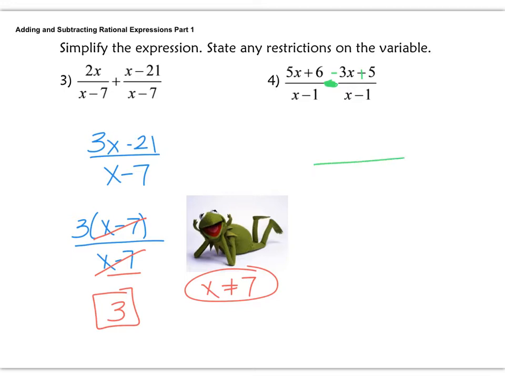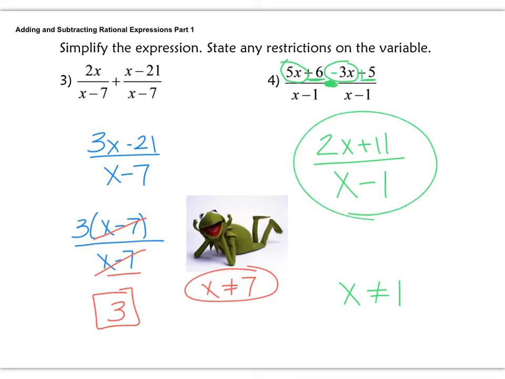Okay, so common denominator is x minus 1. And then on the top, I have a 5x minus 3x, which is 2x. I have 6 plus 5, which is a positive 11. Restrictions, x cannot equal 1, coming from the denominator. And can I cancel? I have x on the bottom and x on top that's super glued with something, so there's nothing else I can do. Nothing factors, nothing I can cancel.